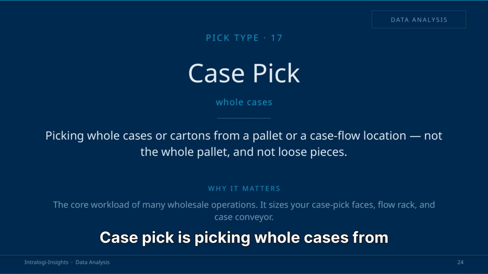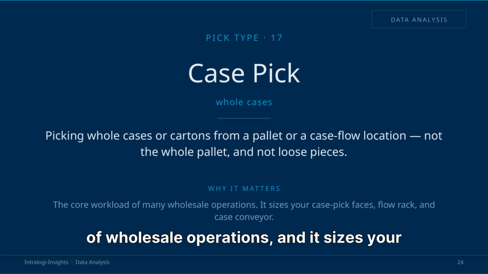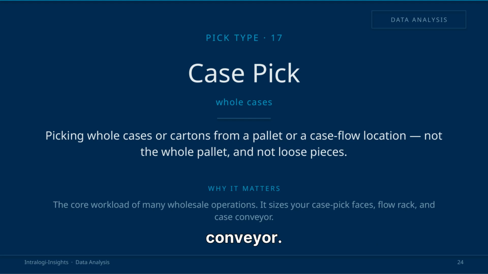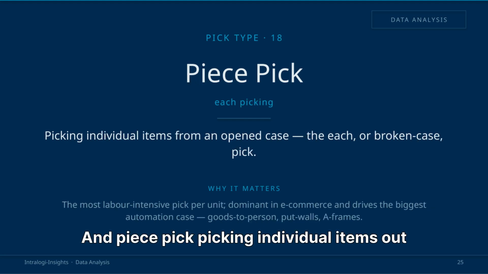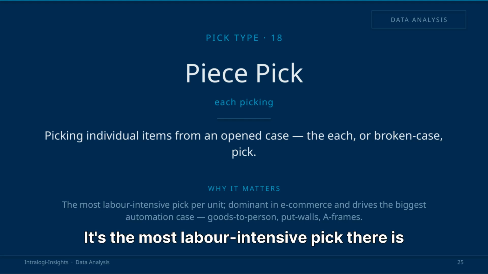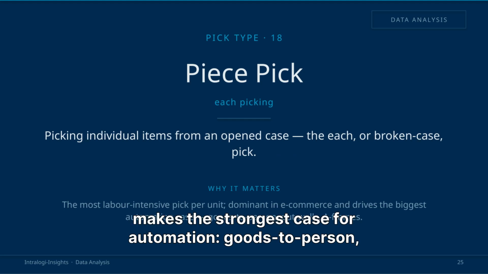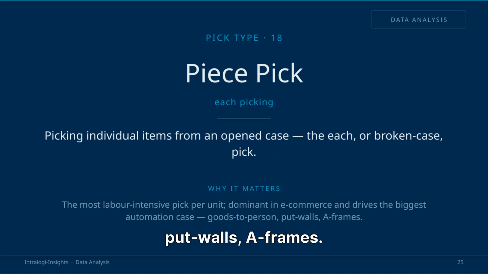Case pick is picking whole cases from a pallet or a flow location, not the full pallet and not loose pieces. It's the everyday workload of a lot of wholesale operations, and it sizes your case pick faces, your flow rack, and your conveyor. And piece pick, picking individual items out of an opened case. It's the most labor-intensive pick there is per unit, it dominates e-commerce, and it makes the strongest case for automation. Goods to person, put walls, A-frames.